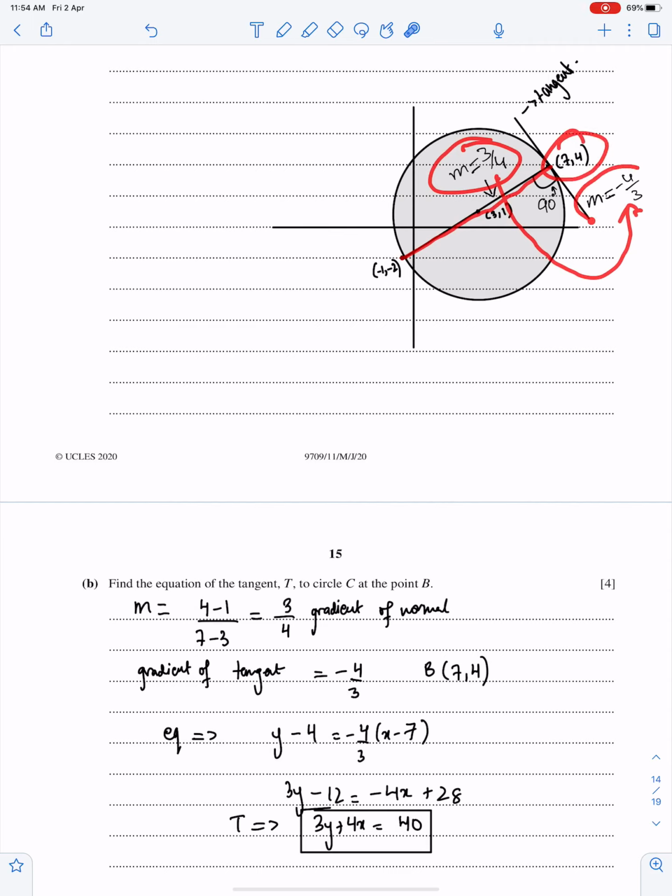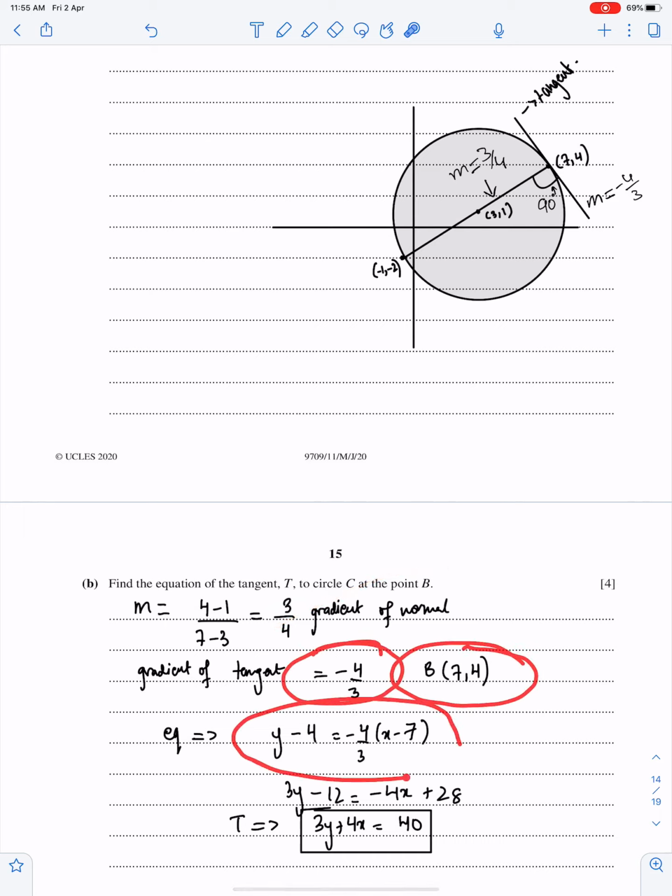And we have the point, we have the gradient, so we can easily get the equation. See, the gradient is here. This is the gradient of the tangent at this point, so we can easily get the equation of the tangent.